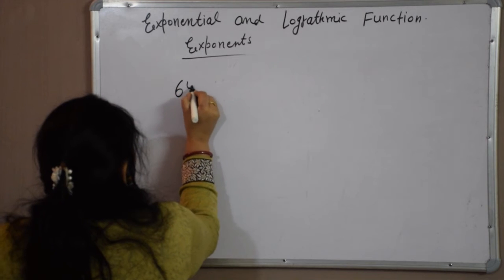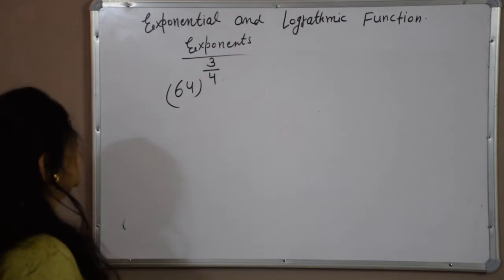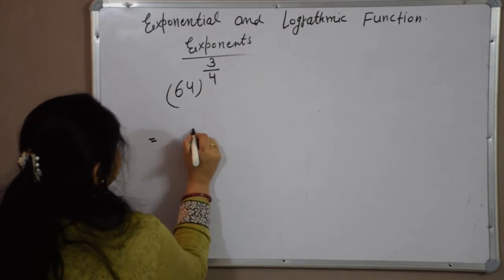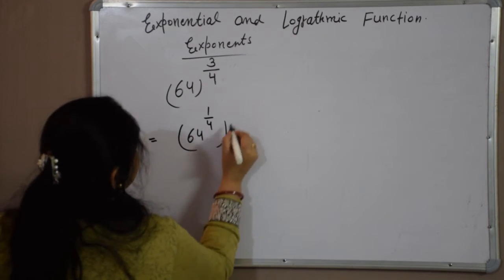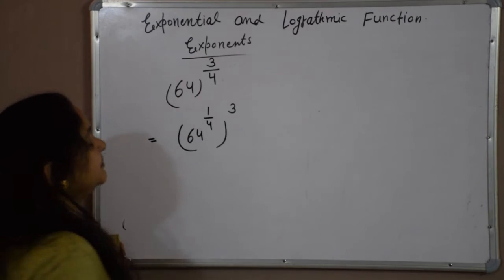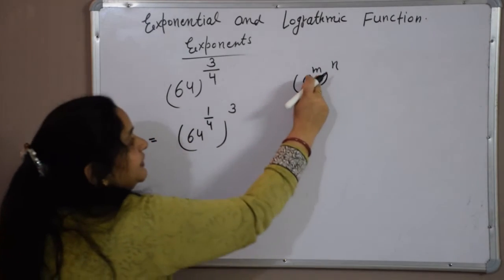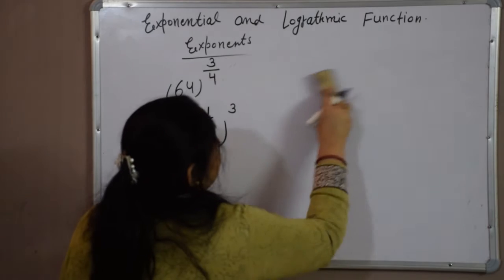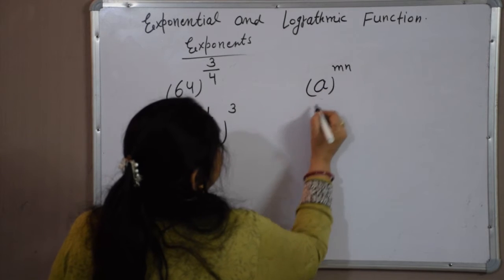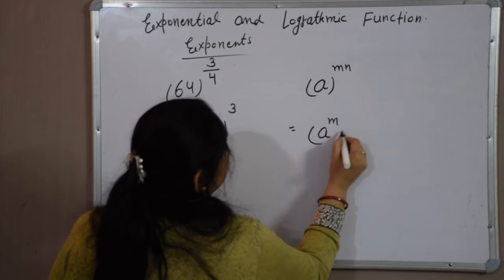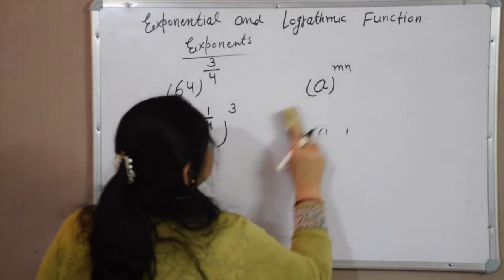Suppose I need to find 64 raised to power 3 by 4. I have to find the value of this. So I am taking this inside and writing it as cube, because I just told you that a raised to power m raised to power n is equal to a raised to power mn. From the right hand side also I can come back: a raised to power m into n. From right to left and left to right I can move easily.